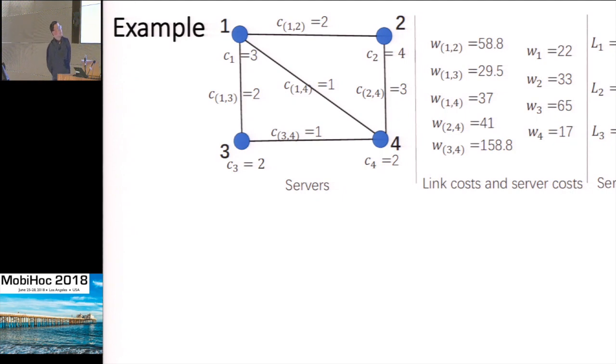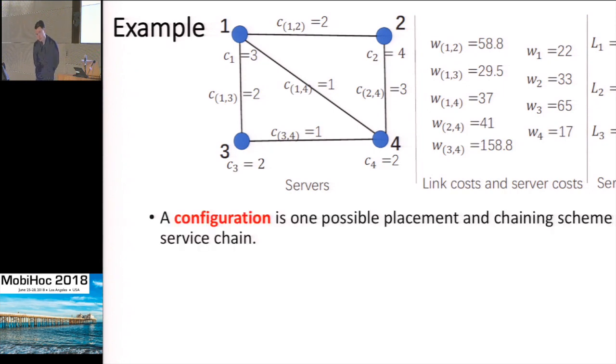Wi you can view as a server cost. If I place functions in server i, server 1 for example, then I will incur this cost of 22. And if my function has to go through server 1 and server 2, I have to pay a cost of 58.8. Lastly, on your right, I have the service chains. I have 3 service chains here. The first one has 2 functions, the second one has 3 functions, and the third one has 3 functions.